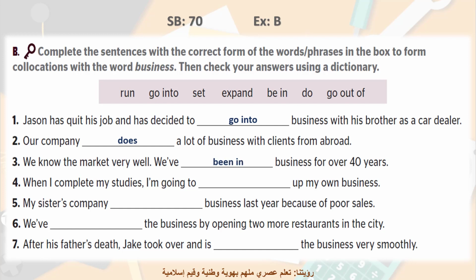Number 4. When I complete my studies, I'm gonna set up my own business. Yes, set up my own business. Number 5. My sister's company went out of business last year because of poor sales. Yes, went out of business. Number 6. We've expanded the business by opening 2 more restaurants in the city. Yes, we've expanded. Number 7. After his father's death, Jack took over and is running the business very smoothly. Yes, running the business.